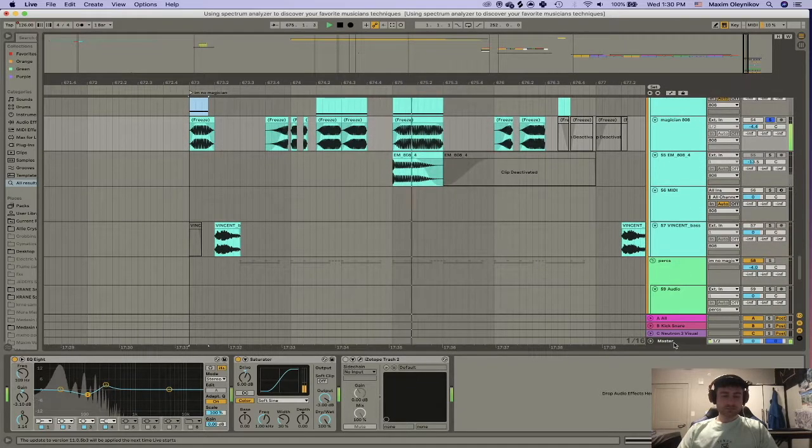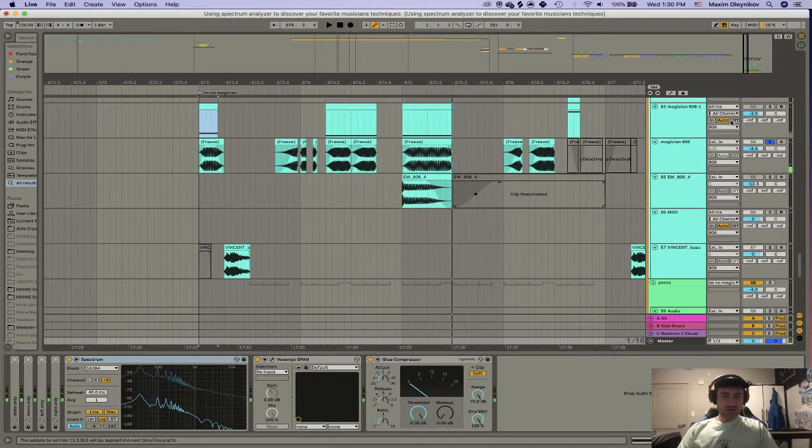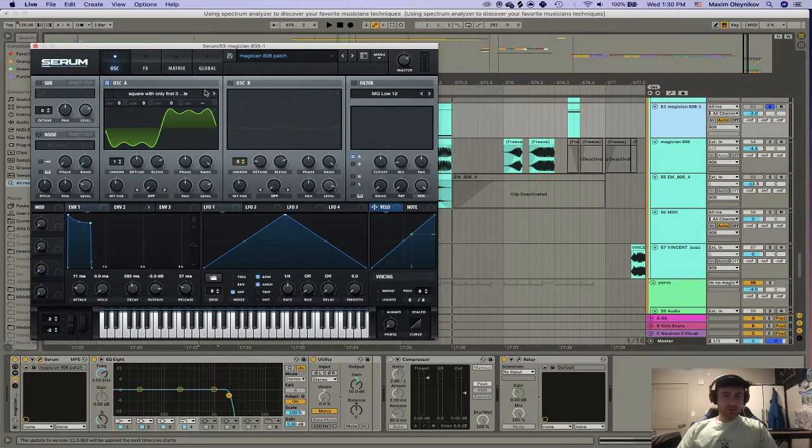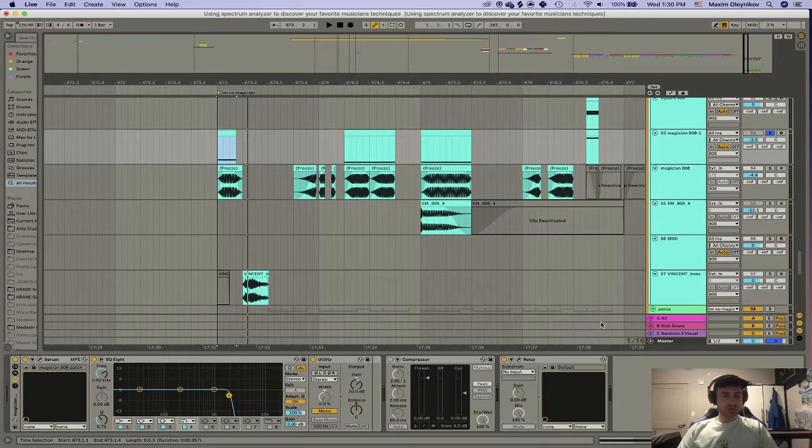And it really has the tonality. I mean, even just having the square with the first 3 harmonics gives a lot of the tonality that I think defines this 808, and it makes a super strong, super interesting bass.